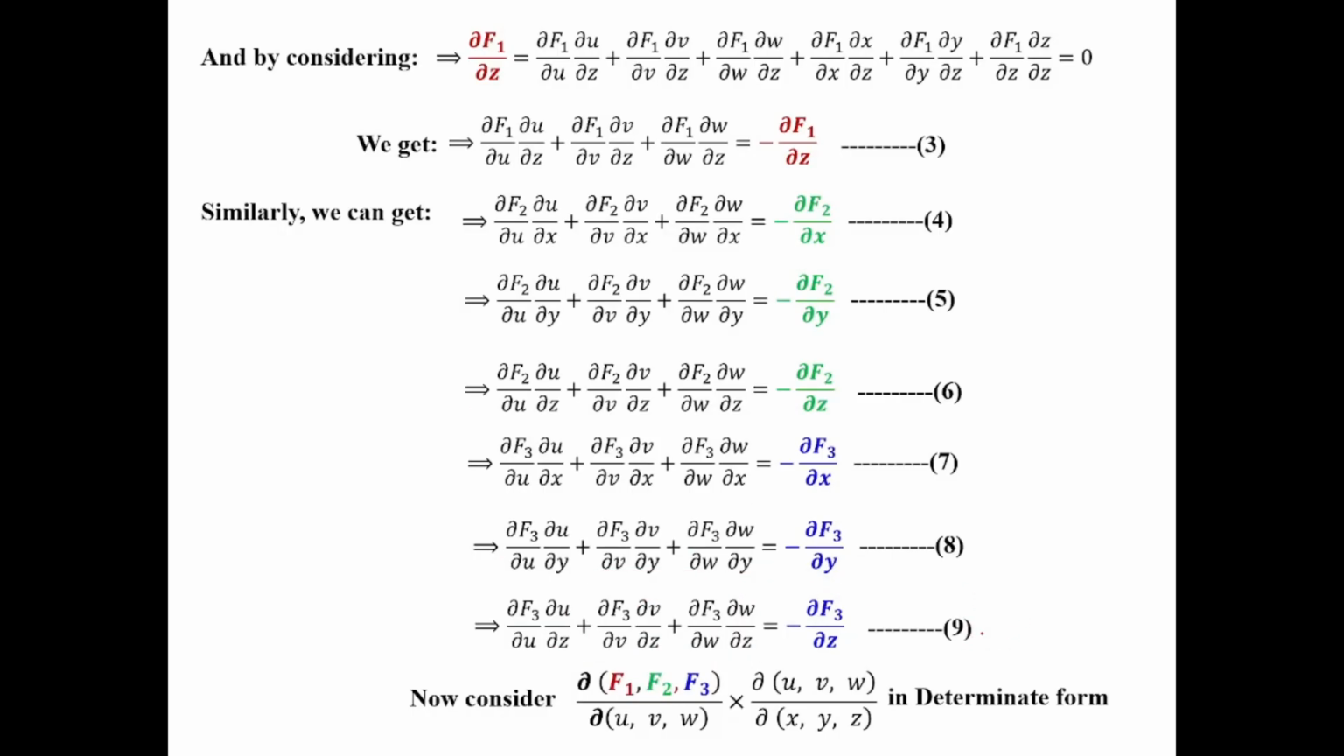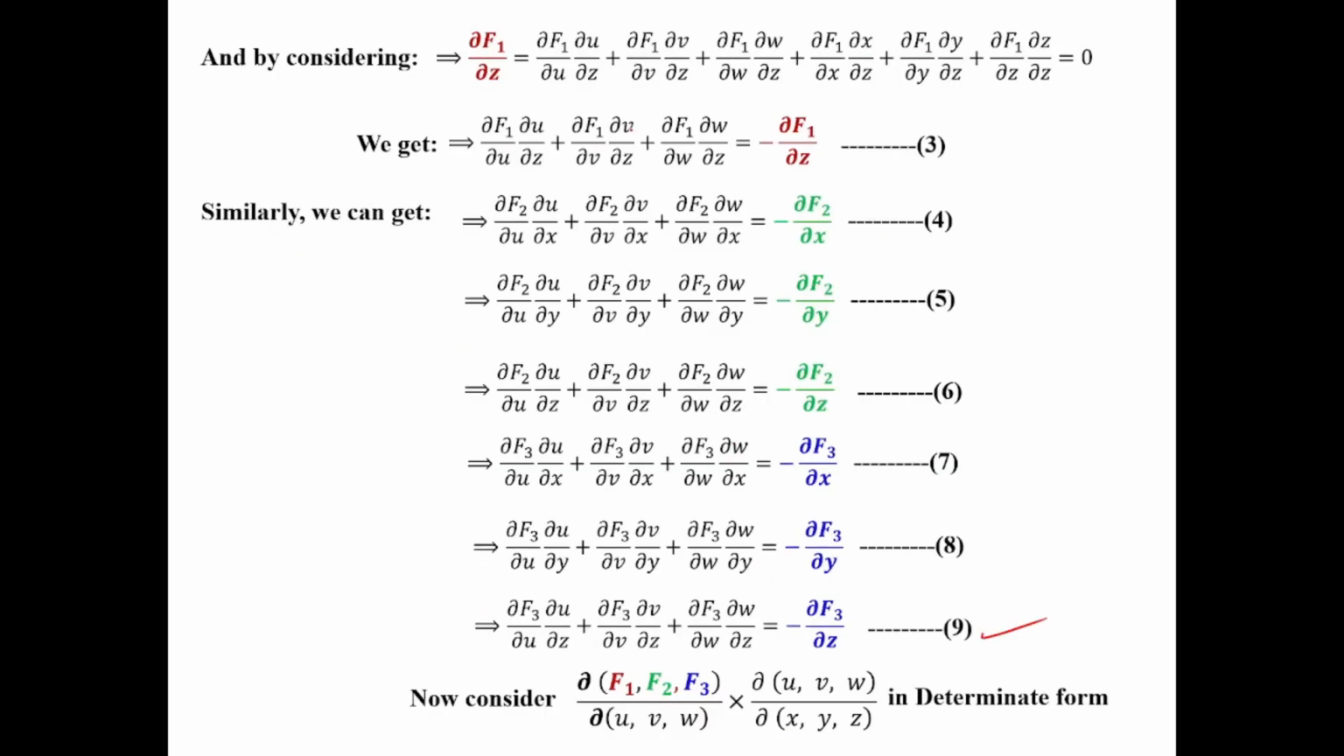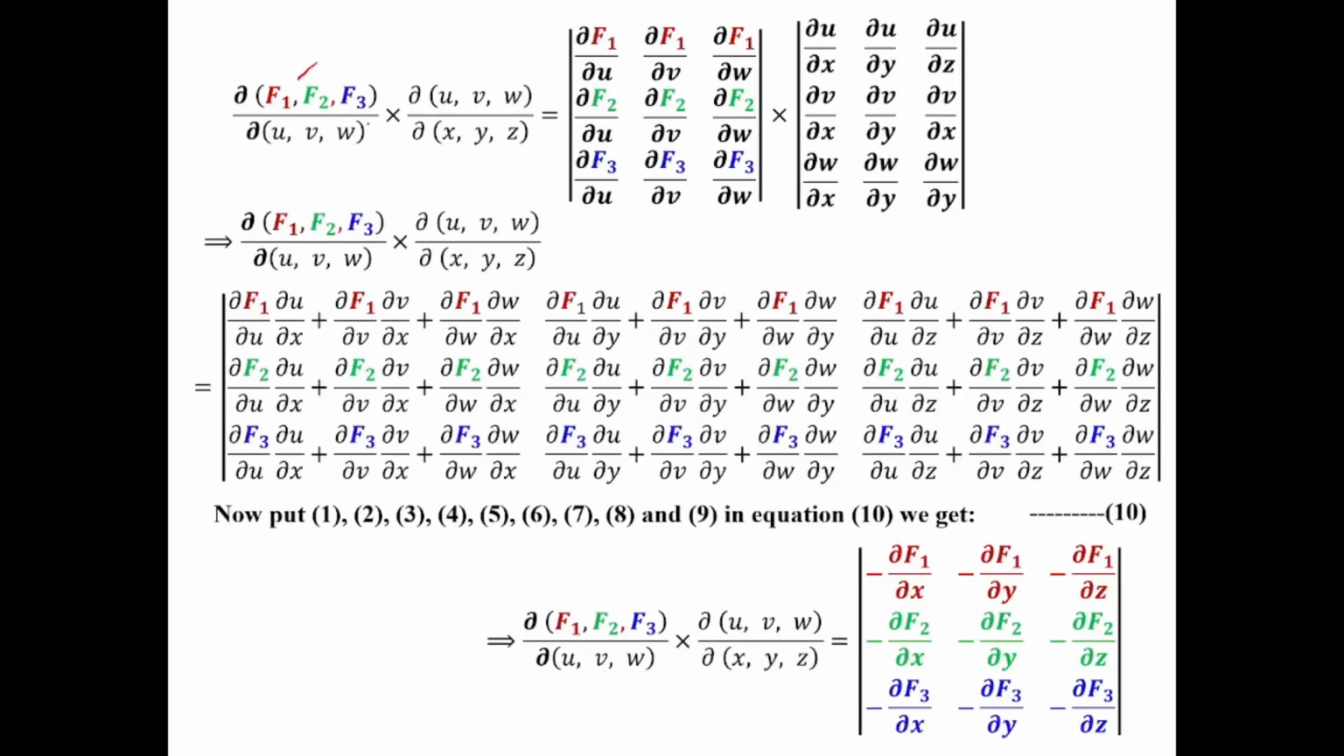Okay, this is equation number 9. Now consider this one. Here we have to prove this equal to this. Now consider this one: Jacobian of f1 f2 f3 with respect to u v w, multiplied with Jacobian of u v w with respect to x y z, in determinant form. In the next slide I have written: Jacobian of f1 f2 f3 with respect to uvw, Jacobian of uvw with respect to xyz.